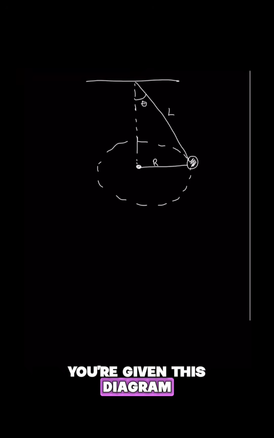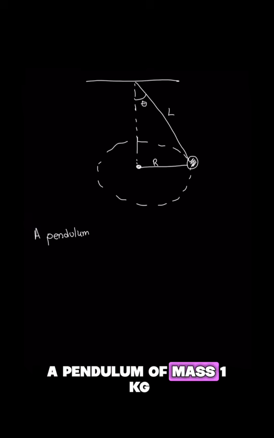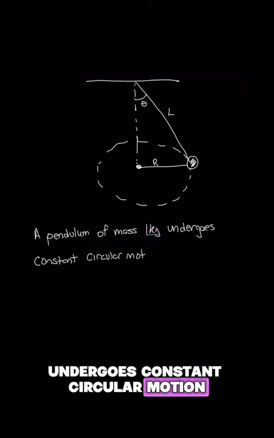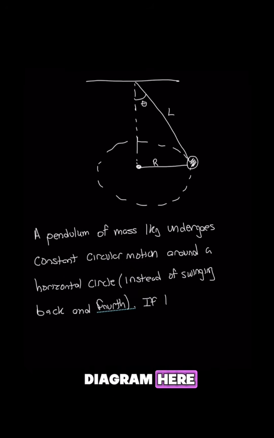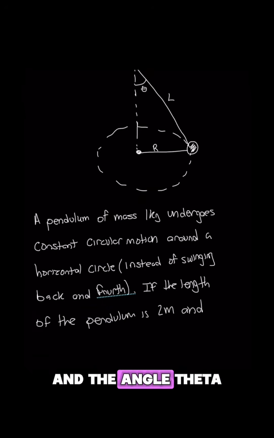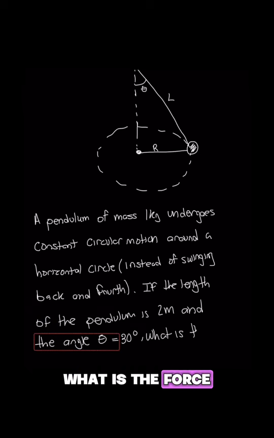Alright, so let's say you're given this diagram, and the question says, a pendulum of mass 1 kilogram undergoes constant circular motion around a horizontal circle instead of swinging back and forth, as seen by the diagram here. If the length of the pendulum is 2 meters and the angle theta is equal to 30 degrees, what is the force of tension in the wire?